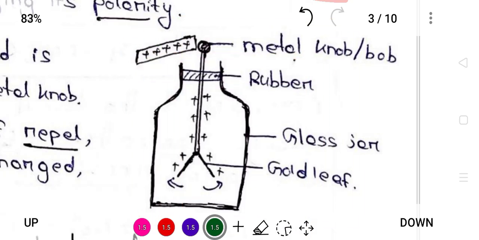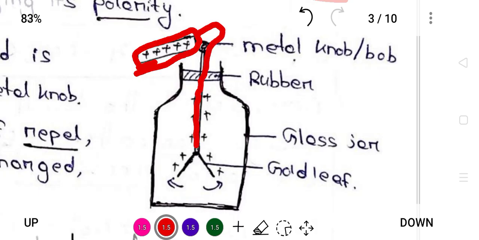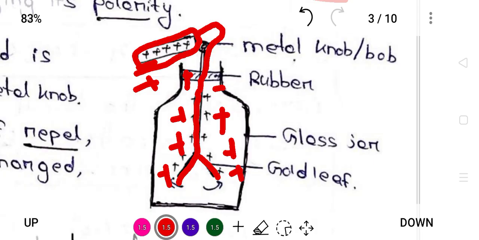Okay, now when you bring a charged object to the metal knob, the charges are going to transfer from that object to the rod of the electroscope, then to the gold leaf. Since it is positively charged, the entire rod will become positively charged, then this will transfer to the gold leaf. Now see, these two gold leaves are positively charged, so like charges will repel, so there will be repulsion. Hence you can check whether an object is charged or not.